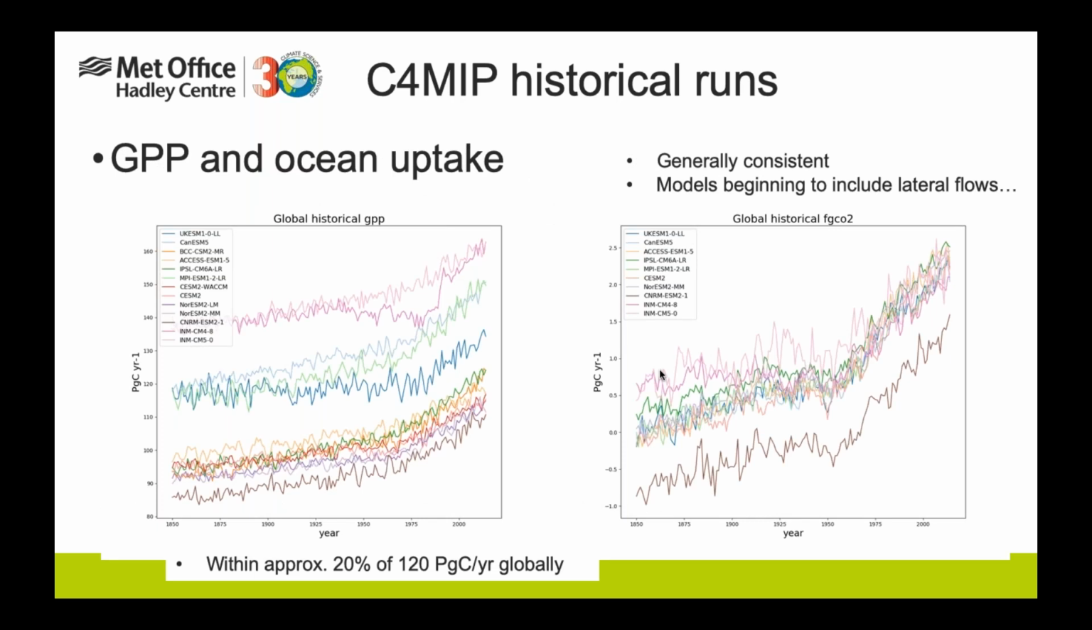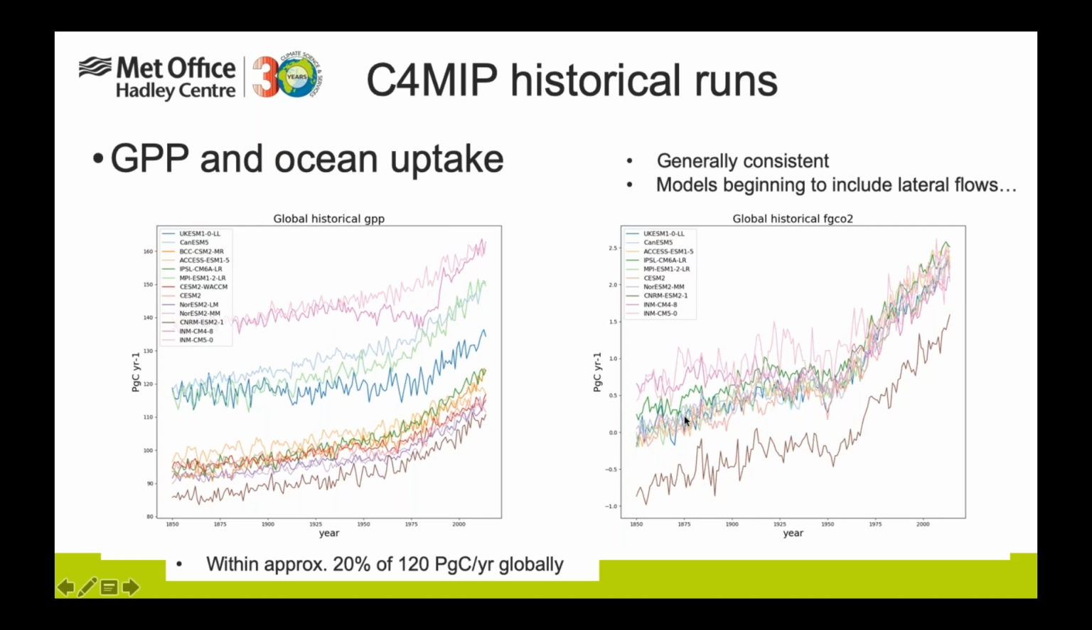So not dissimilar to CMIP6, if you have a look at things like plots of GPP on land or the ocean uptake, there's clearly a model spread, but models tend to do the same sort of thing. And by present day, observational estimates of GPP are somewhere in the vicinity of 120 or so petagrams of carbon, and the models tend to be within about 20% of that. So, ballpark, they sort of do okay at a global level.